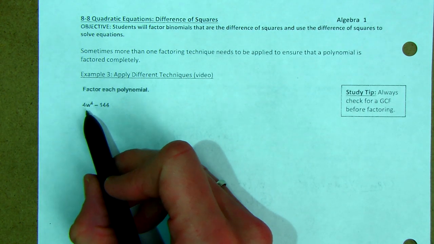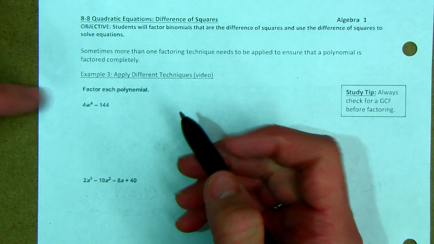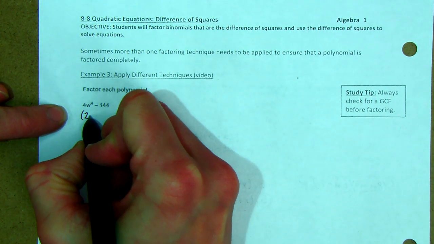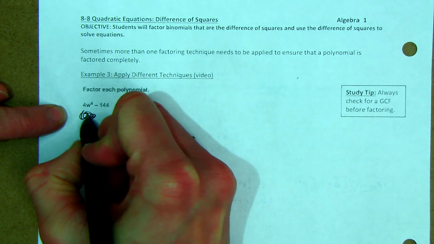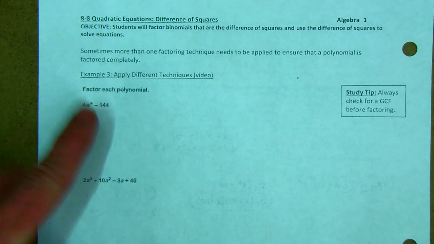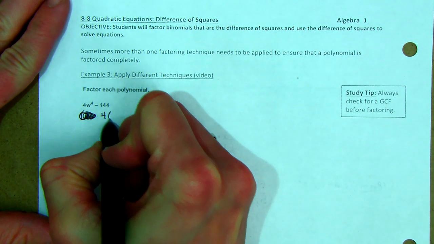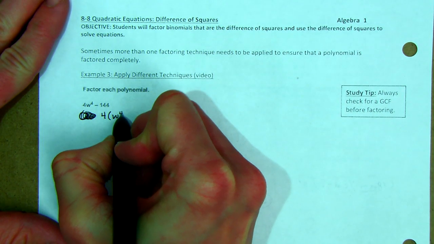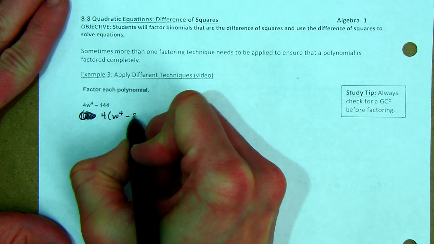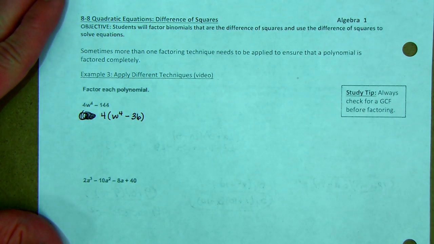So I've got 2w squared. But you know what? I apologize. Because what's always our first step? Our first step is always, can we take out a factor? And the answer to that question is yes, we can factor out a 4. So 4 times w to the fourth minus 36, because 36 times 4 is 144. I'm pretty sure. I better double check my math now. Now I'm having reservations.